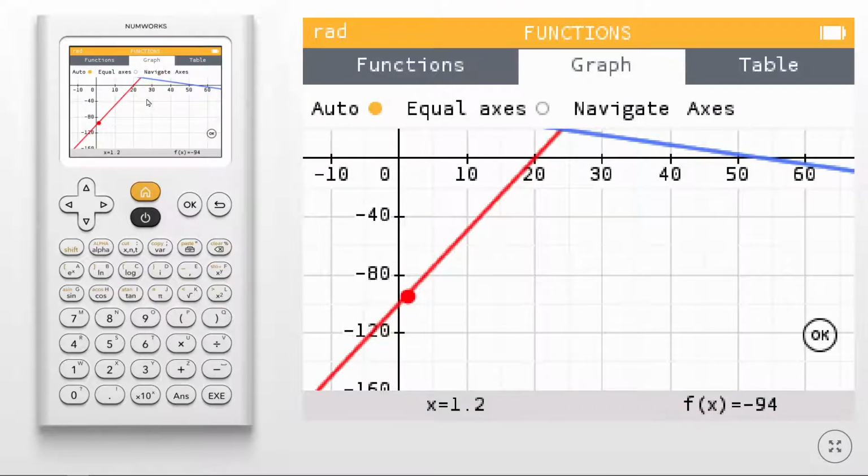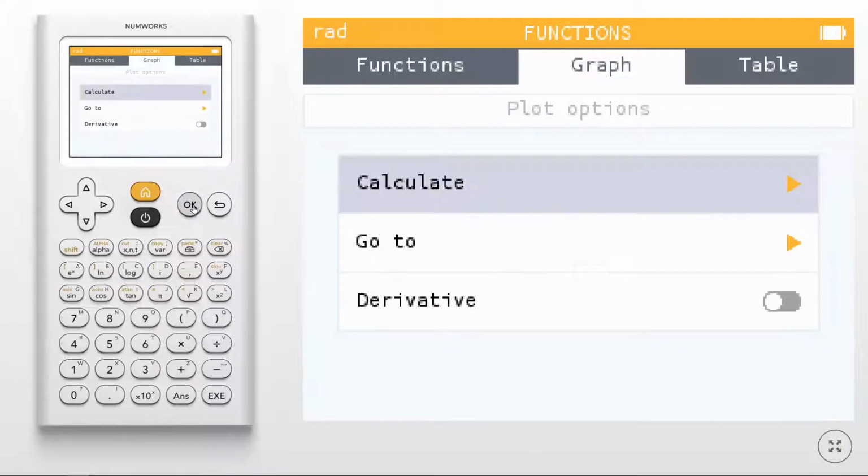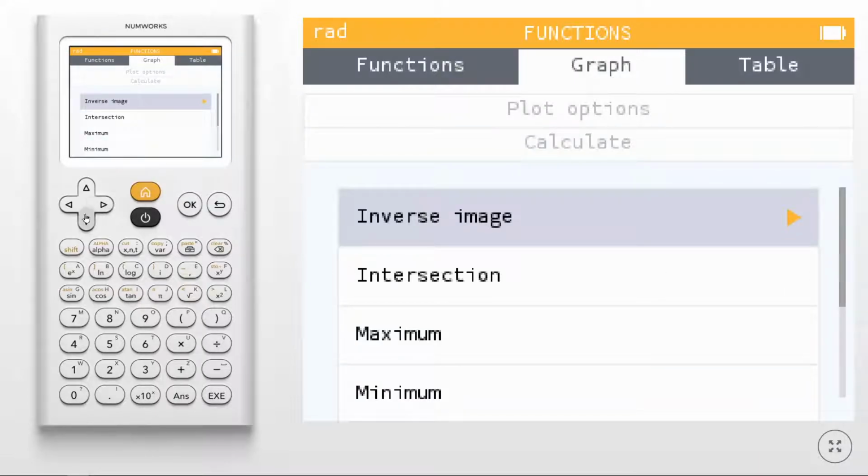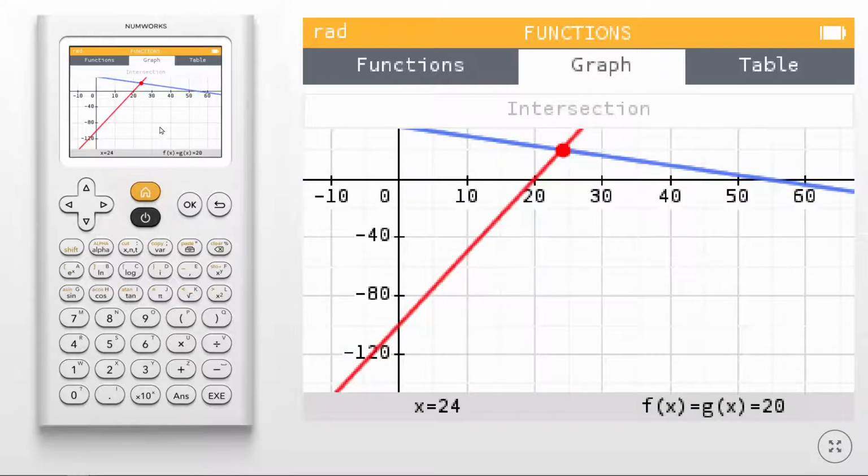And there we go. So if I want to calculate where those two intersect, you can barely see it up there, but let's hit OK. And we're going to calculate, so I hit OK. We're going to calculate the intersection. And there it actually moved the graph a little bit so we can see it tells us it intersects at 24, 20 is the value where that intersection point is.